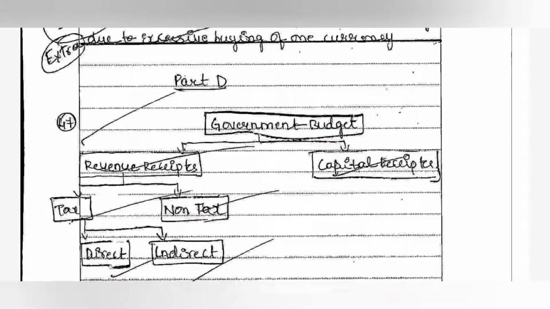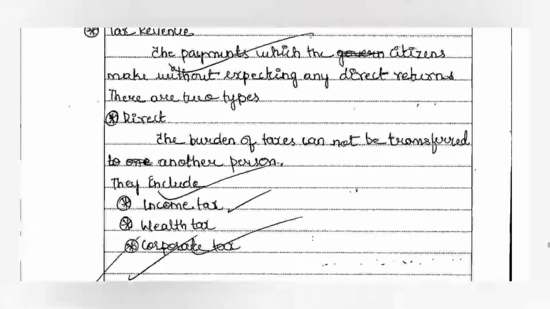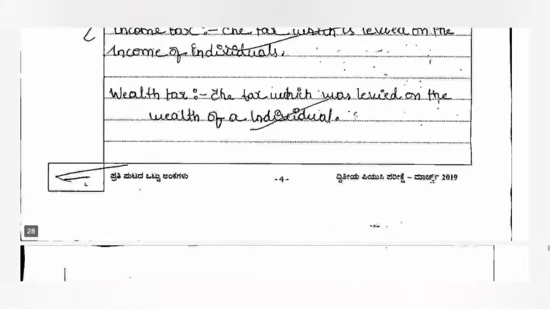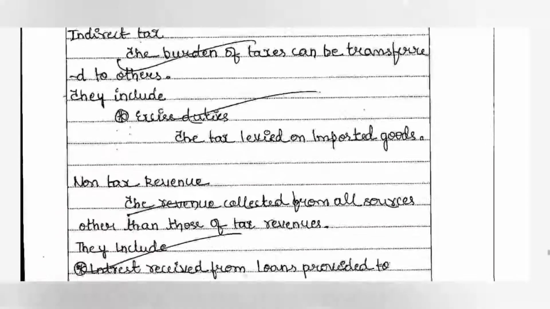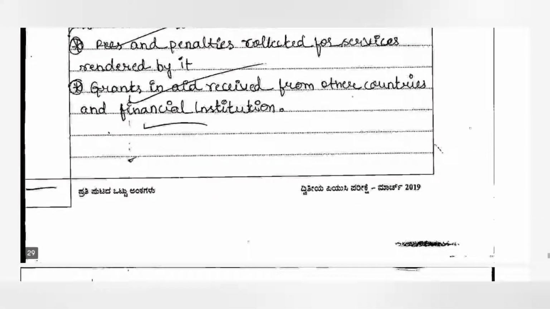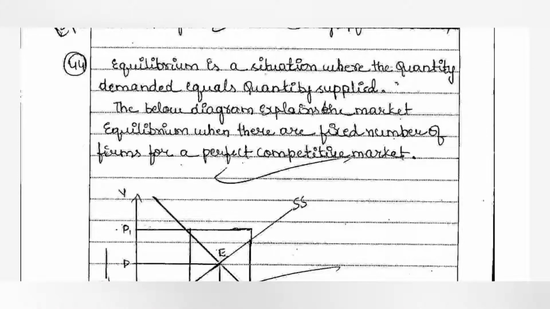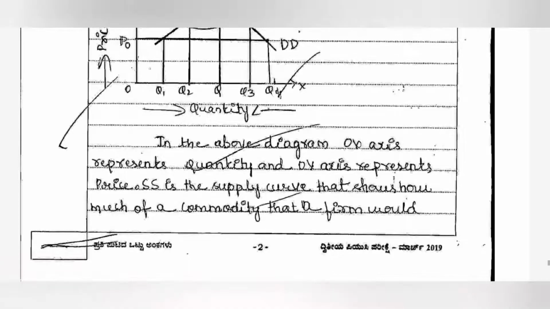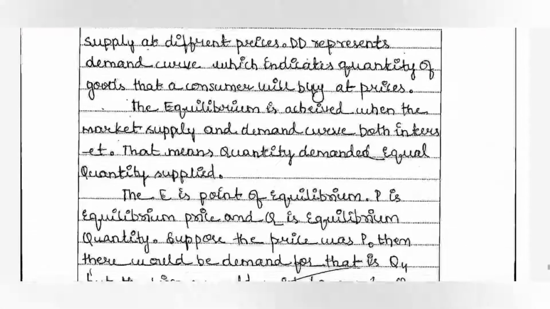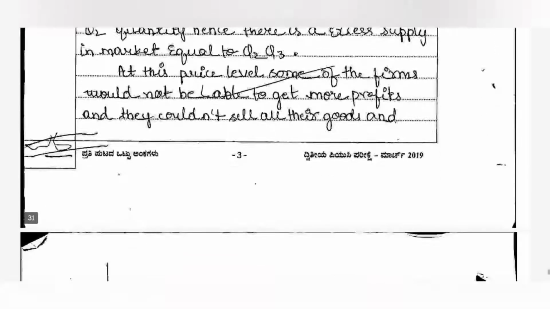Part D, again the 47th question we have: Explain the classification of receipts. Even this one is omitted for this year 2020. So I am omitting this one. But for the coming year it may be very important. And even the 44th question, market equilibrium, is deleted for this year. So I am omitting these too.